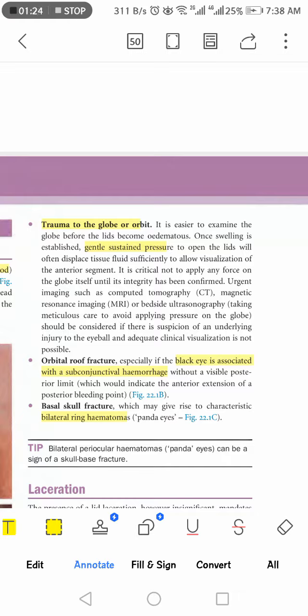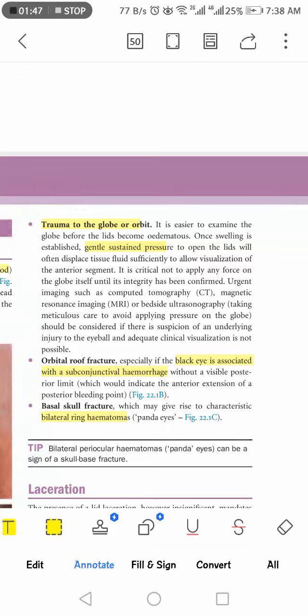Urgent imaging such as computed tomography, CT scan, and MRI or bedside ultrasonography, but taking meticulous care to avoid applying pressure on the globe, should be considered if there is suspicion of an underlying injury to the eyeball and adequate clinical visualization is not possible. That was the first one.